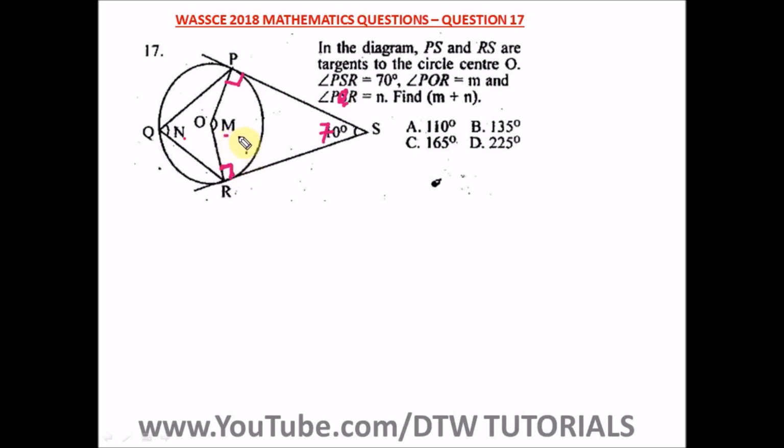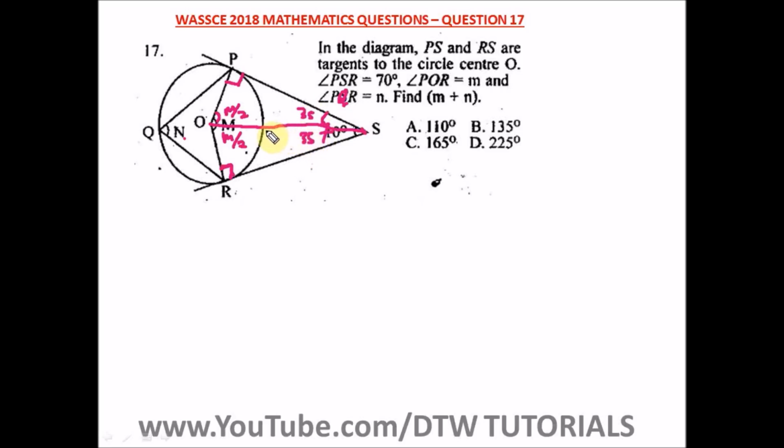The next thing to do, let's try to look for M, and to look for M, let's extend the line from the midpoint. Let's divide this angle. So this angle here will be M divided by 2, and this angle will be M divided by 2, while we split the 70 into 2 equal parts. 70 divided by 2 gives us 35 degrees and 35 degrees.